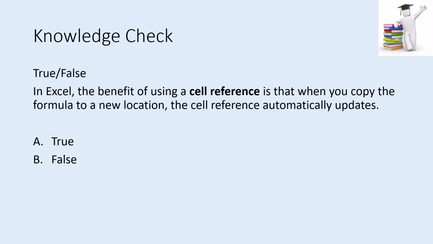True or false? In Excel, the benefit of using a cell reference is that when you copy the formula to a new location, the cell reference automatically updates. A. True. B. False. The answer is A. True.